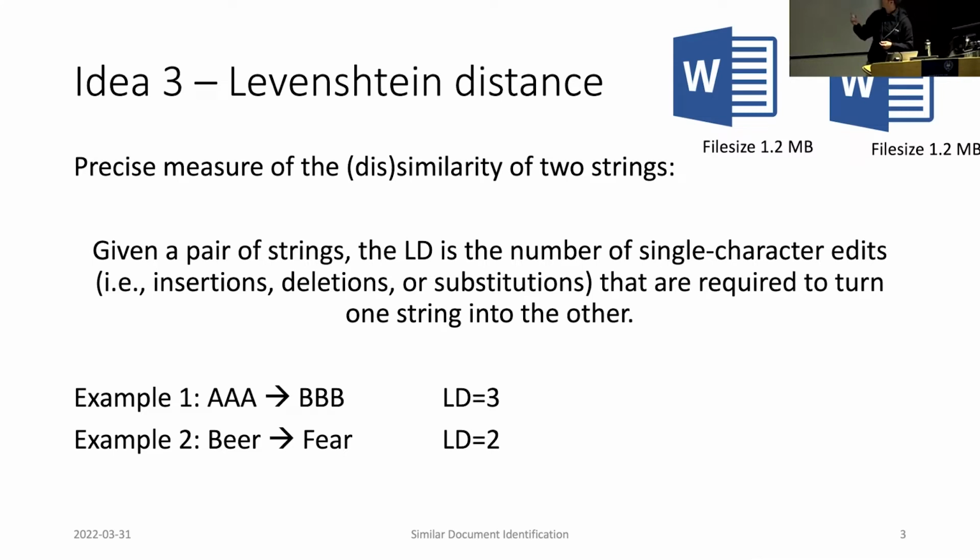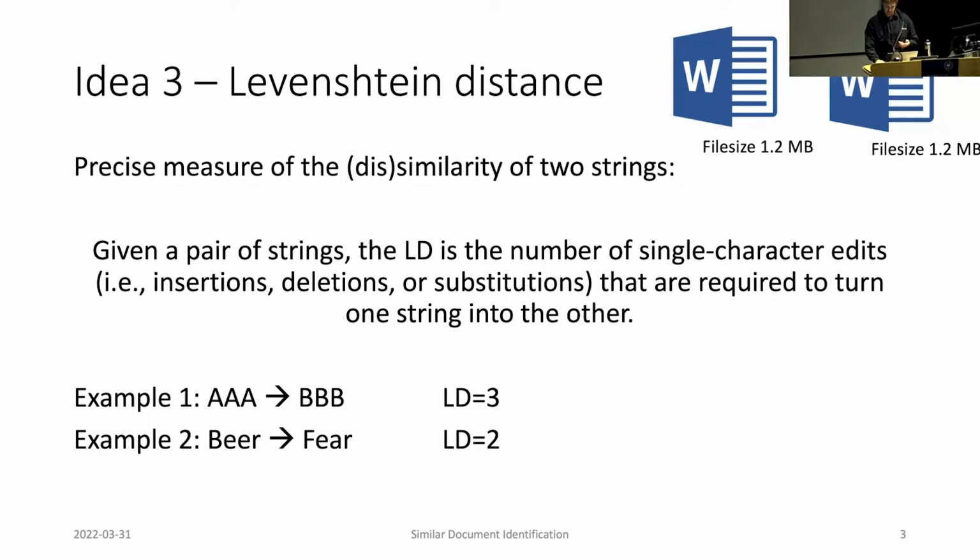So from AAA to BBB, it's just 3, right? You have to replace or substitute all the A's with B's. And in the second example, it's 2, because you can simply replace the B with an F and the E with an A to convert them. So then we said, okay, that actually solves the problem that we have. We want a measure that gives us a score that means something to us, that is defined.